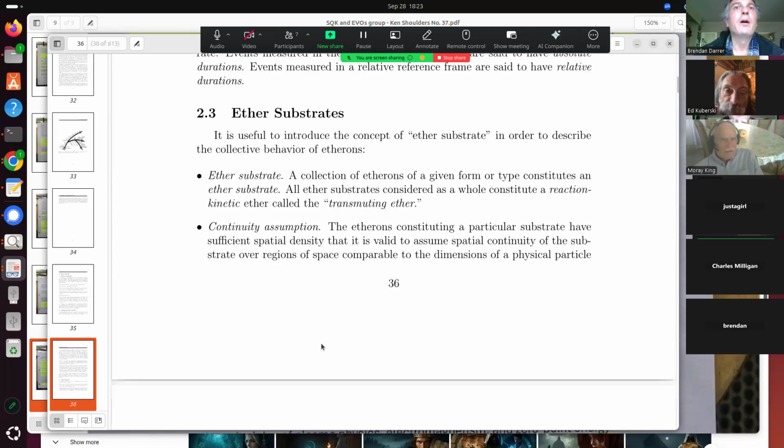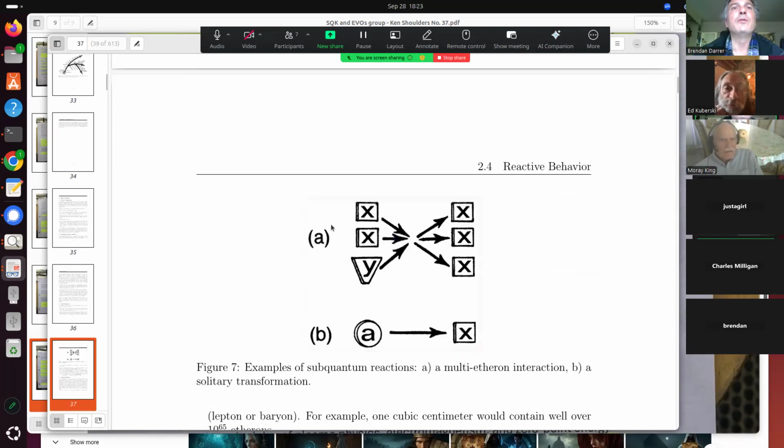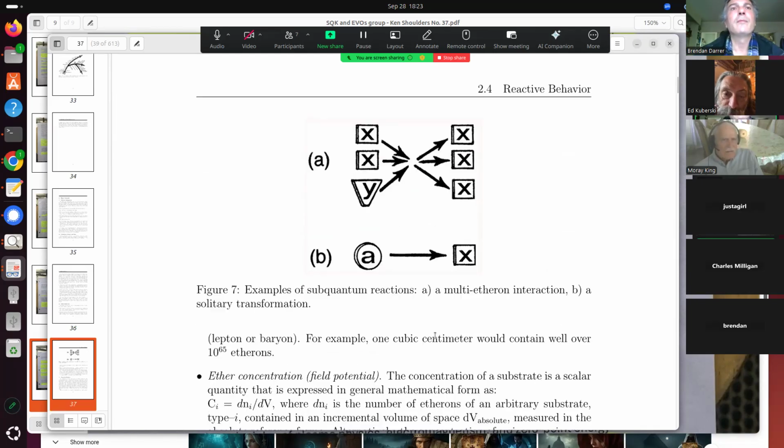So these are examples of ether substrates of X and Y: 2X and a Y going to 3X, and one of transforming from A to X. Transformation, yeah. Okay, so I'll just put that down for the time being.